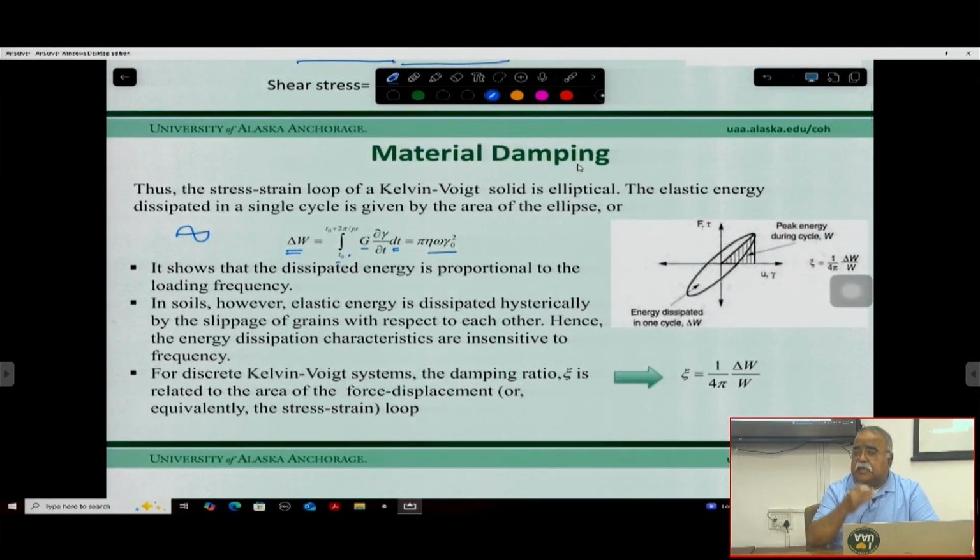Therefore you can see that the amount of dissipated energy is proportional to the loading frequency omega, and that is the main factor, right?